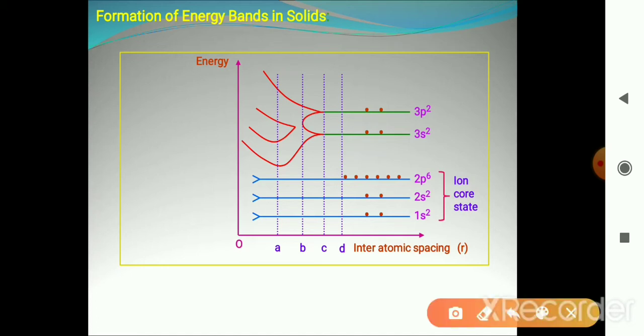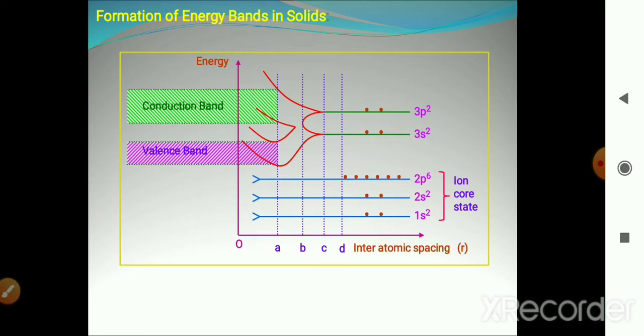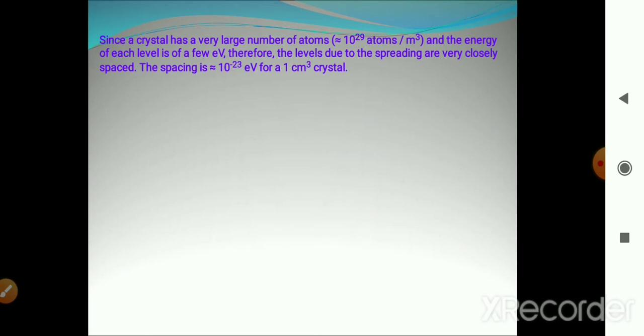Now, when it reaches an equilibrium position, OA, this separation is called lattice constant also. Then at that point, the energy levels get separated into two bands called valence band and conduction band. The separation between these bands is called forbidden energy gap.